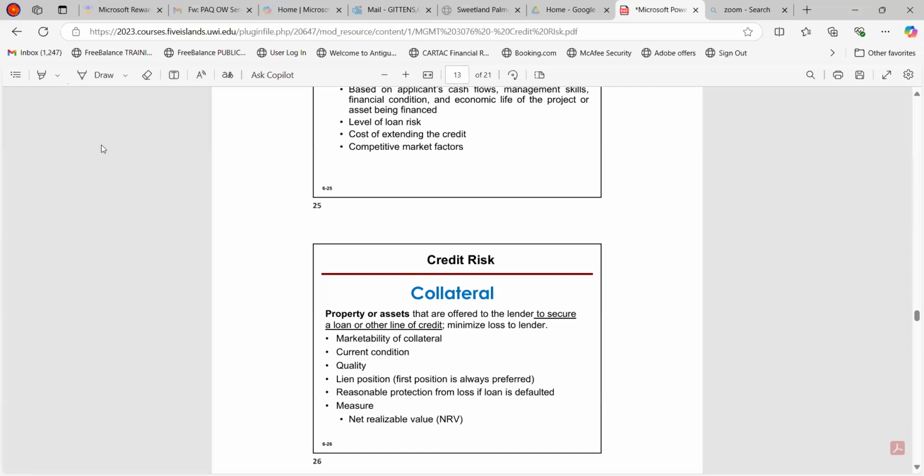Protection from loss if the loan is defaulted, that's called insurance. Okay. Measurement of the collateral using net realizable value. All right. So they're going to look at the net realizable value, what the financial institution can reasonably get in the market if they were to sell this collateral.